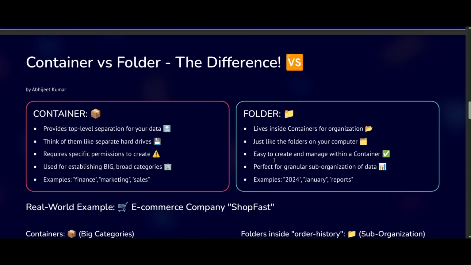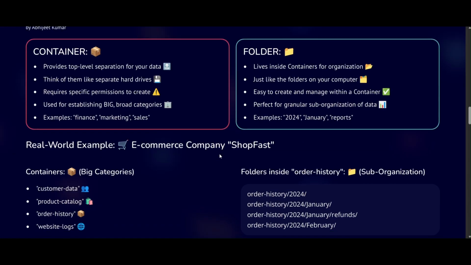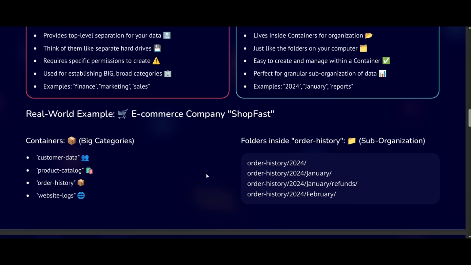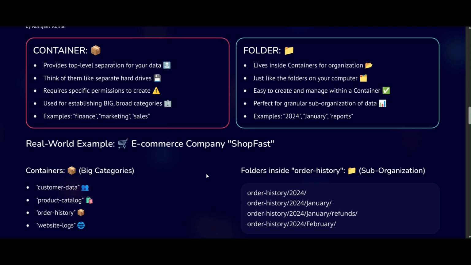So here it is, container versus folder. The difference is container provides top level separation for your data. Think of them like separate hard drives, requires specific permissions to create, used for establishing big broad categories. Example: finance, marketing, sales. Folders live inside containers for organization, just like the folders on your computer. Easy to create and manage within a container, perfect for granular sub-organization of data.